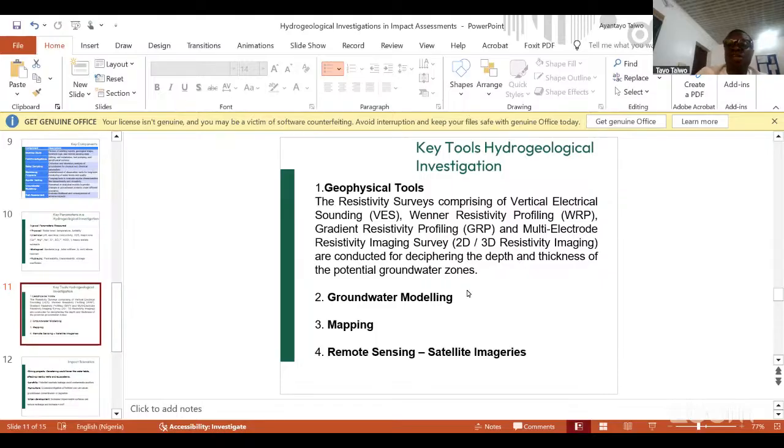Then we can do groundwater modeling. We want to do groundwater modeling so that at the end of the day, for the area, the region, we will know whether it suffices for us to drill, or whether we'll be able to get enough water for our operations. We would also have to use mapping. Basically, of course, that is a given. We have to have hydrogeological maps of that particular area to know the history of that particular area.